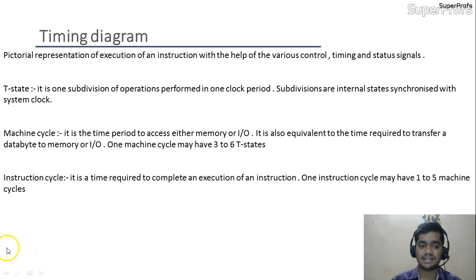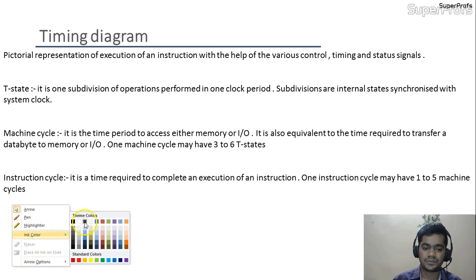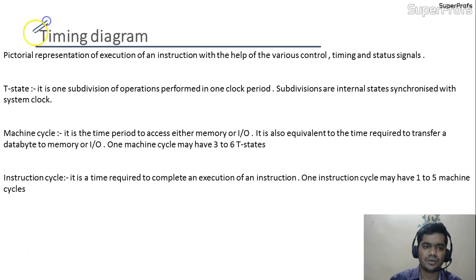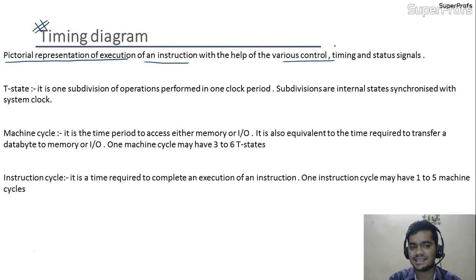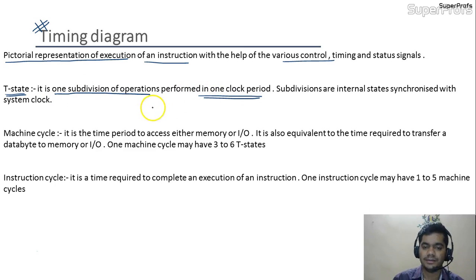Now we are going to discuss the timing diagram. The timing diagram is important to understand the pictorial representation of the execution of an instruction. With the help of various control, timing and status signals, we are able to understand how to represent or construct the timing diagram of any instruction. The components which are very important in the timing diagram are T states. So what are T states? It is one subdivision of the operation performed in one clock period.